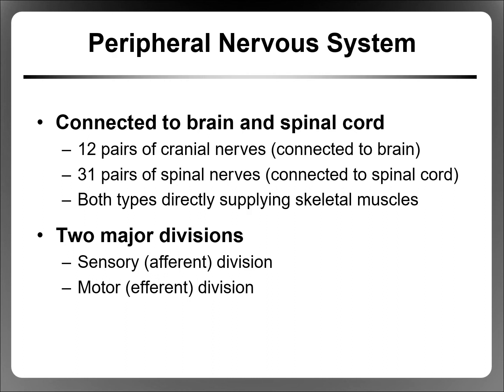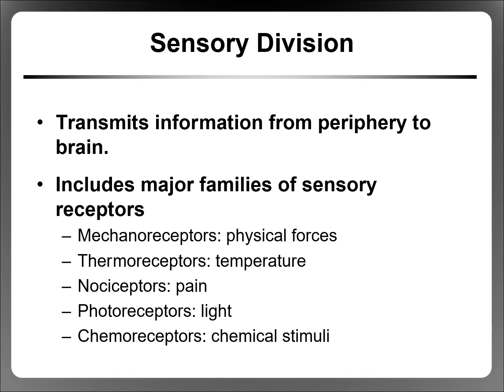Our peripheral nervous system is then divided into two major divisions, the sensory or afferent division and the motor or efferent division. Our sensory division works to transmit information from the periphery of the body back to the brain. There are going to be major families of sensory receptors. Our mechanoreceptors, which give us information about mechanical forces that impact the body. Our thermoreceptors, which regulate and give us information of temperature.